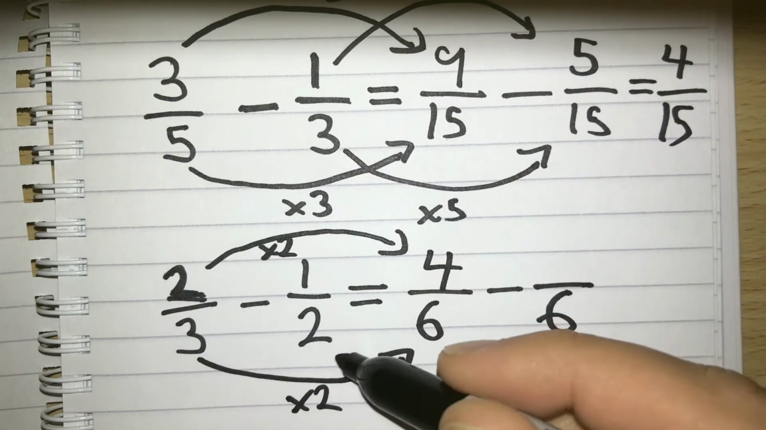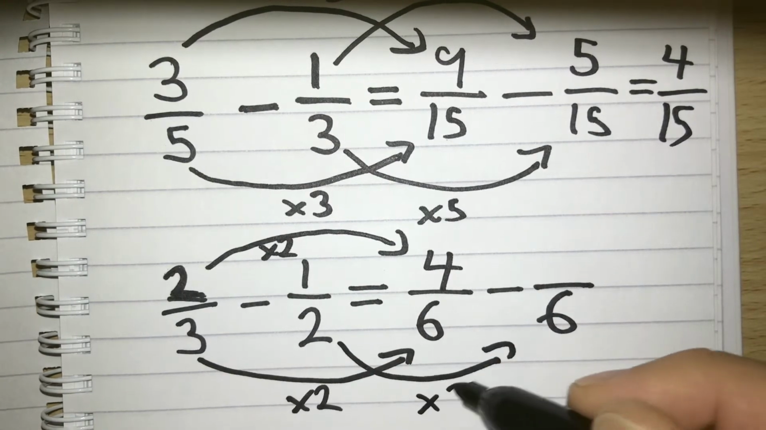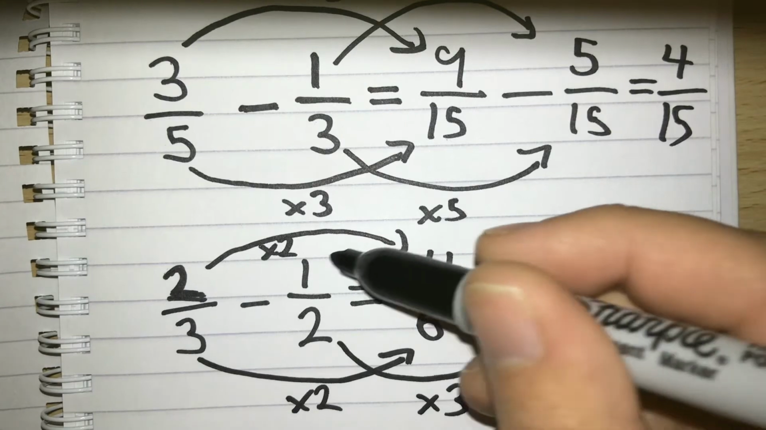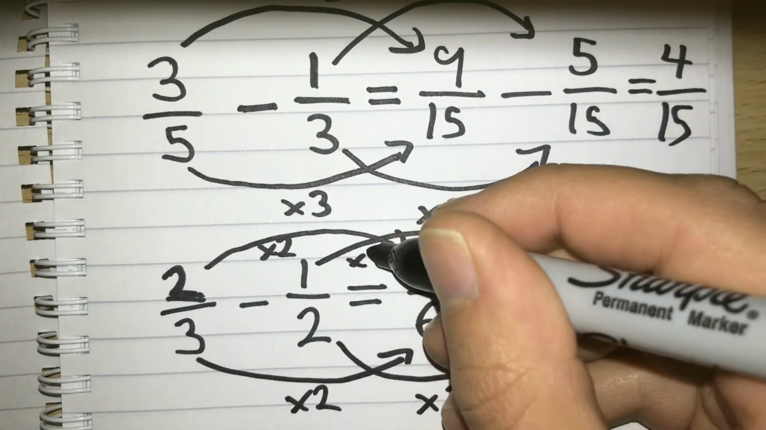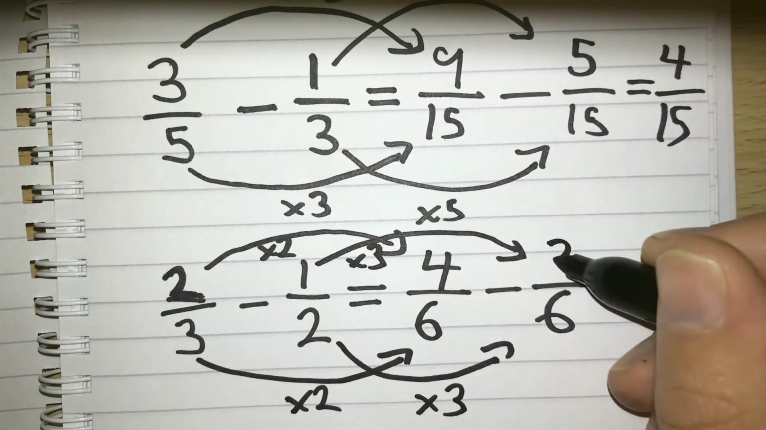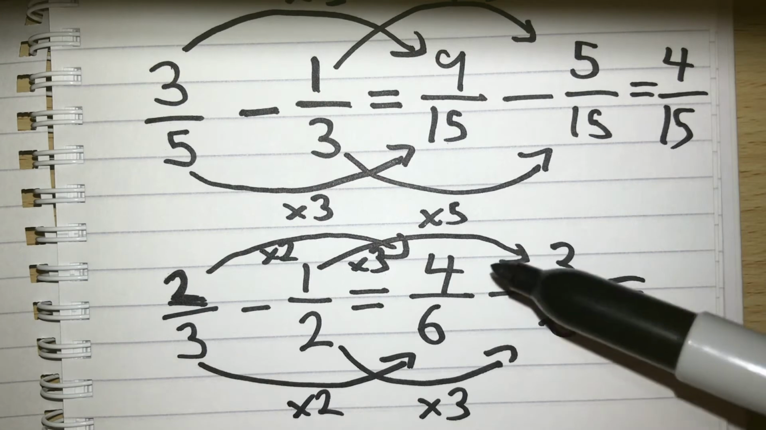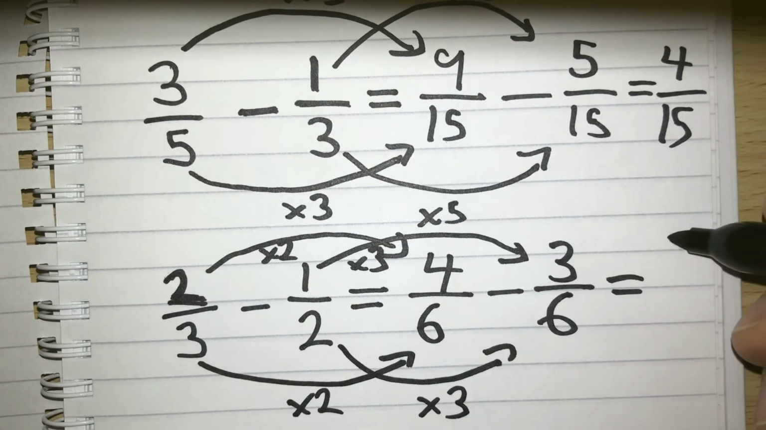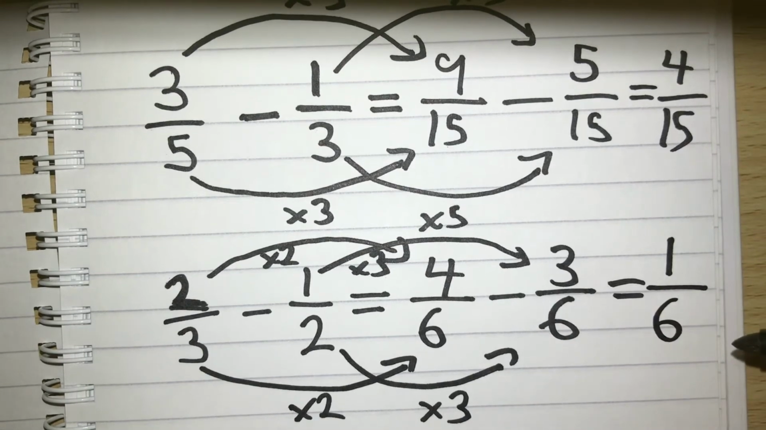And then this second fraction, we've multiplied the denominator by 3. So we need to do the same to our numerator. So 1 times 3 gives us 3. So now we've got our same denominators of 6. We'll do 4 take away 3, which is going to give us 1. So we get an answer of 1/6.